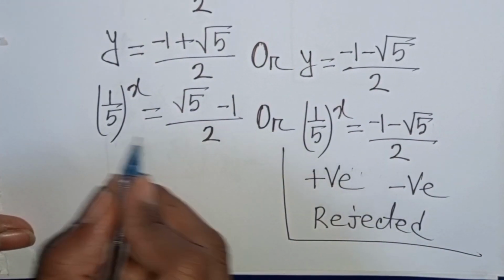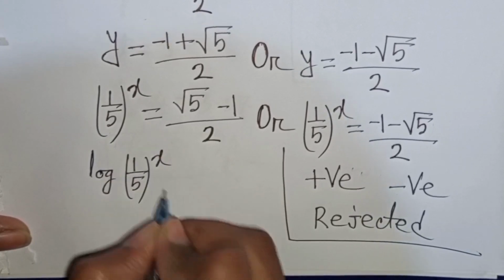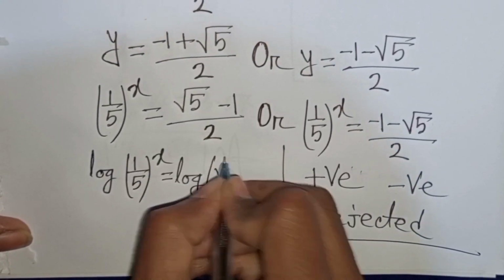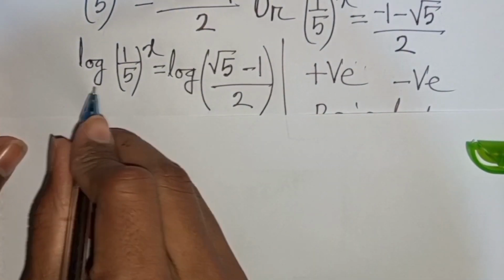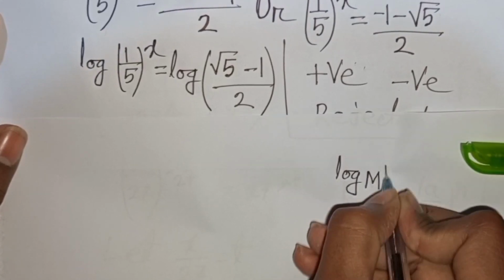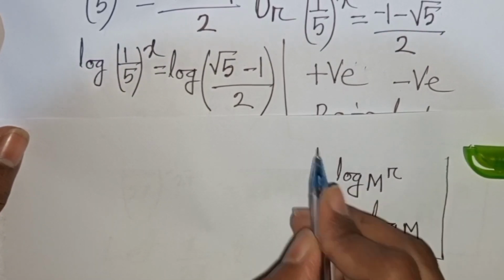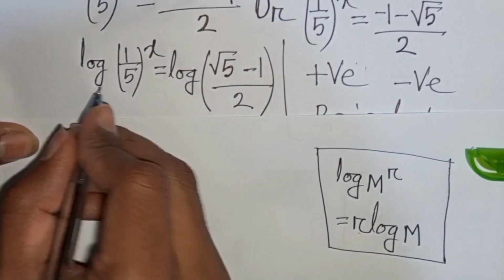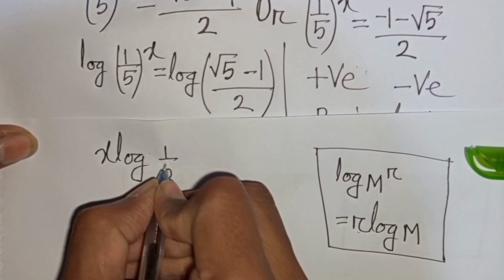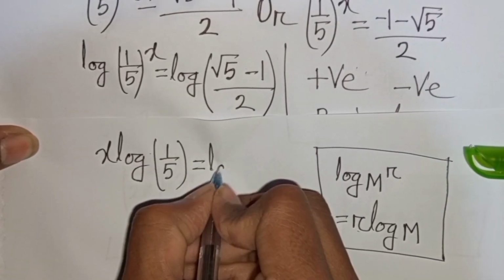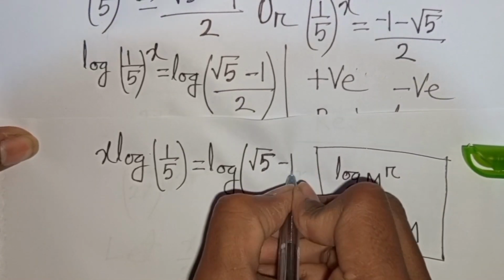Now from here we apply log on both sides. So you can write here log of (1/5)^x is equal to log of (square root of 5 minus 1) divided by 2. Now here you can apply the rule that log m to the power r is equal to r log m. That means this power r moves to the base. So according to this rule, this power x will move to the front. So you can write here x log (1/5) is equal to log of (square root of 5 minus 1) over 2.